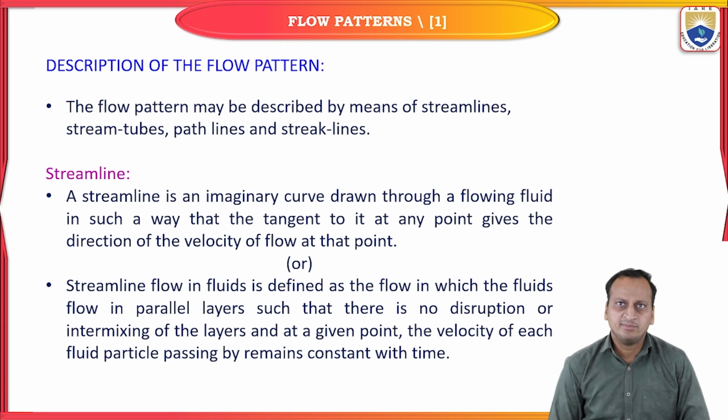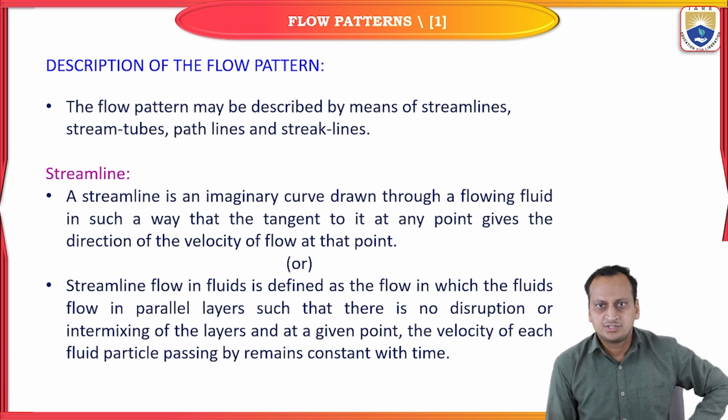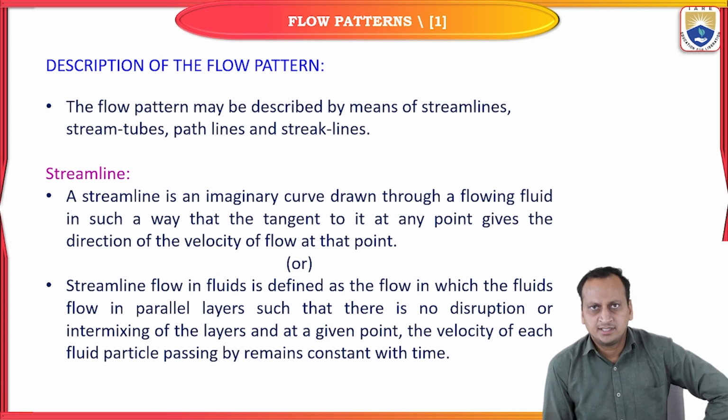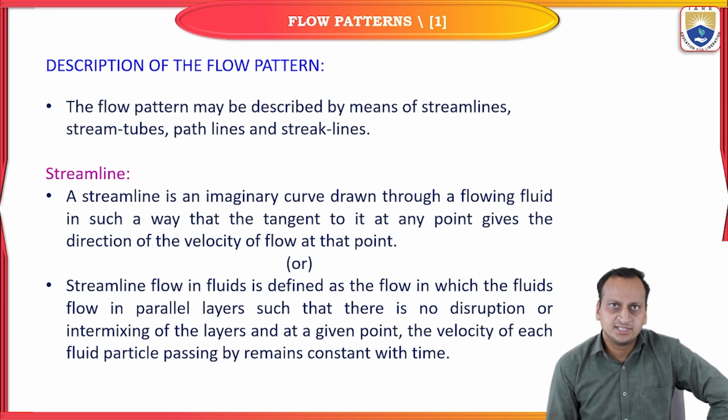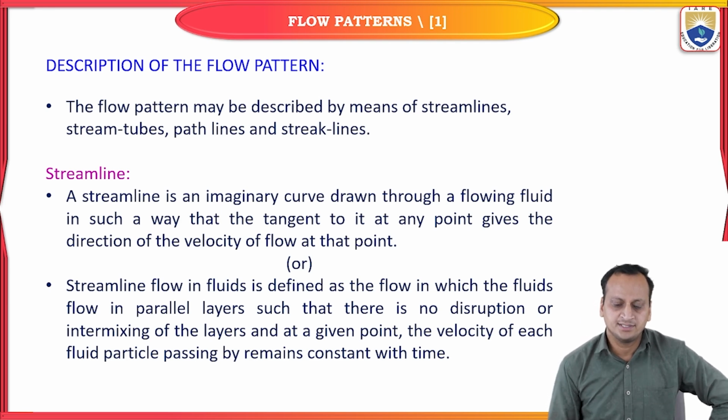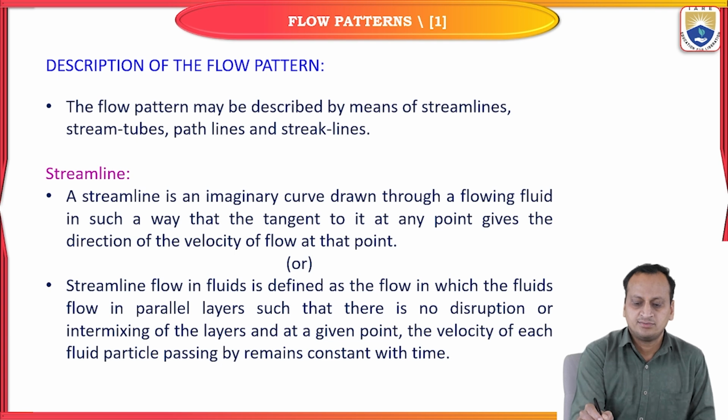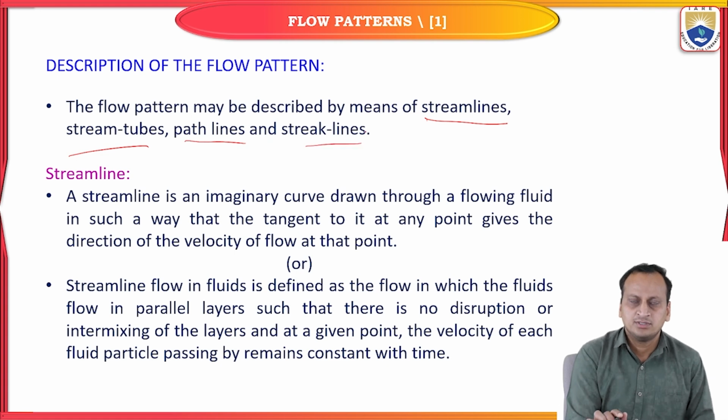The flow pattern may be described by means of streamlines, stream tubes, path lines, and streak lines. So there are basically four types of flow descriptions. This is also known as flow patterns. The first one is a streamline, then a stream tube, a path line, a streak line, and also the timeline can be discussed. That is also one type of flow pattern. First we'll go through the streamline.